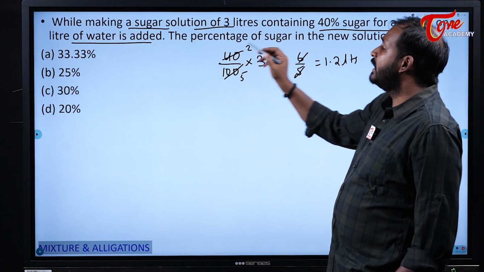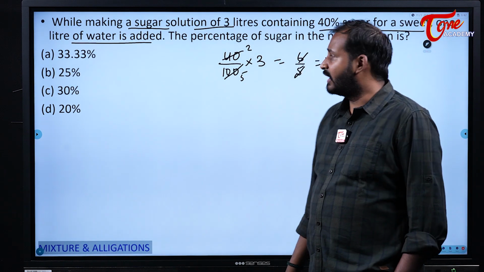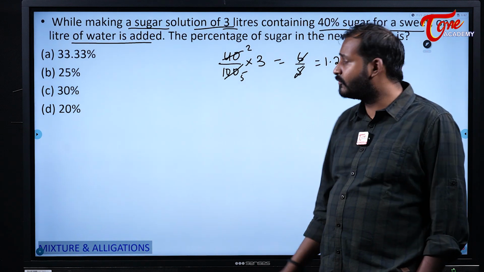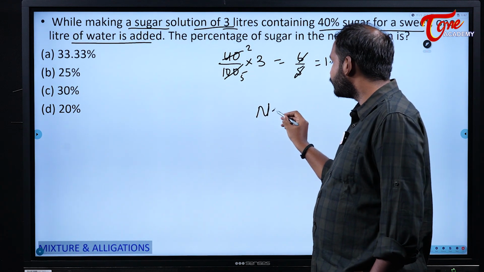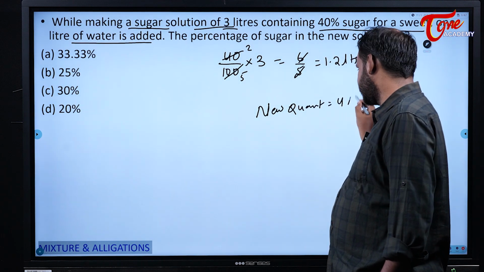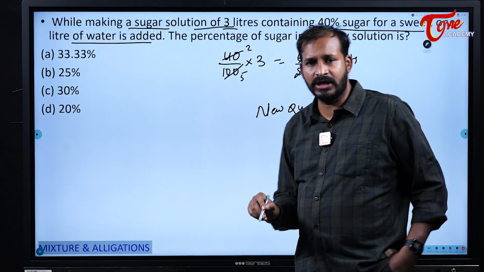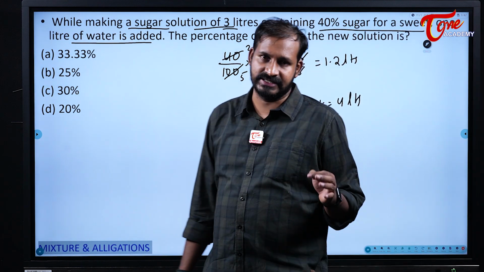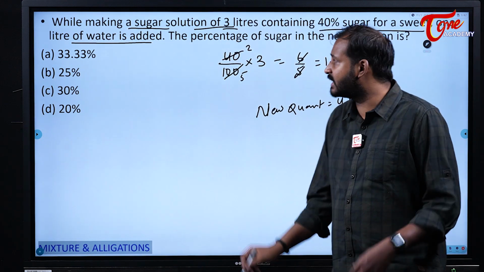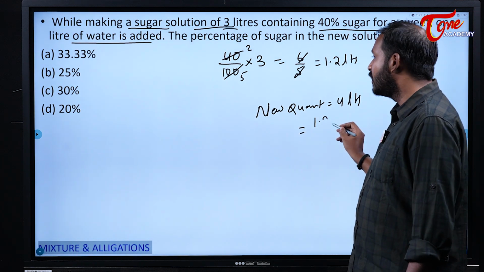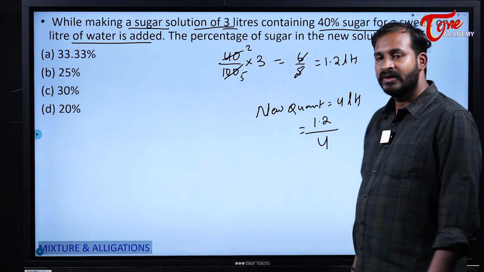Now 1 liter of water is added to it. Earlier there were 3 liters. Now the new total quantity will become 4 liters. But when it comes to the sugar quantity, will it change or remain the same? It remains the same in this case. There is no change in the sugar quantity. So the ratio will now become 1.2 by 4.